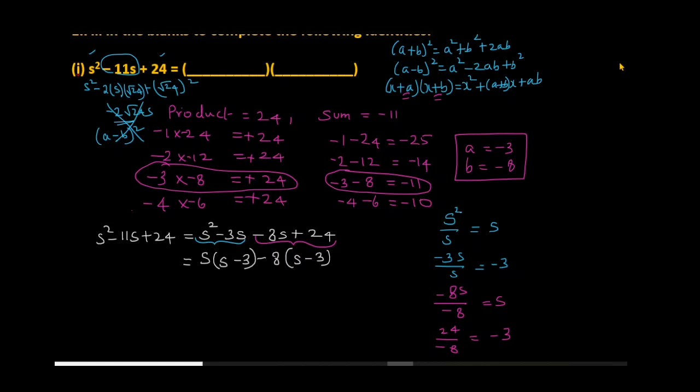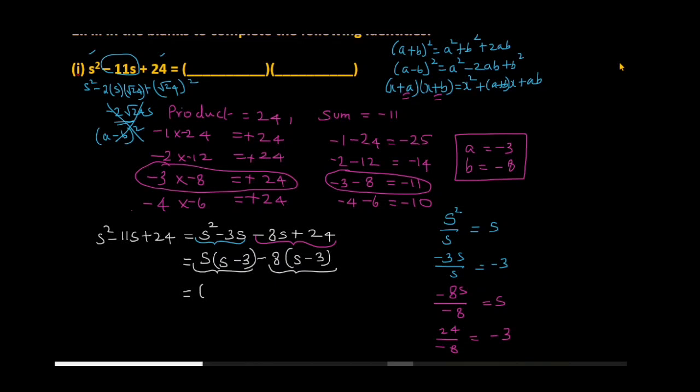So like this, we need to factorize. After splitting our middle term, we are having four terms. Then in that, we need to get the common one and factorize it. Now we are having two terms. One is s into s minus 3. Another one is minus 8 into s minus 3.